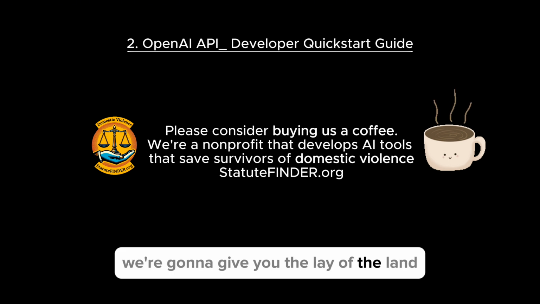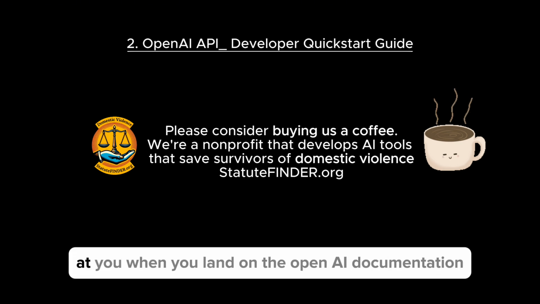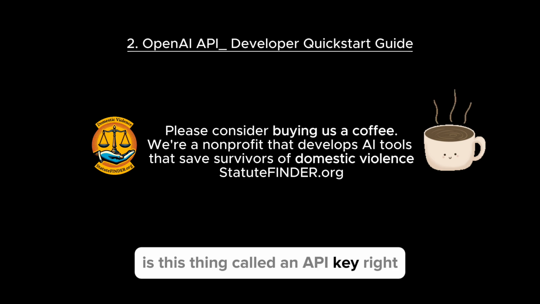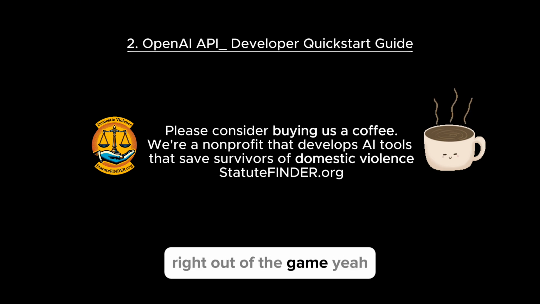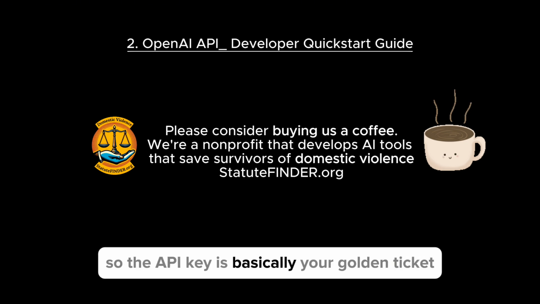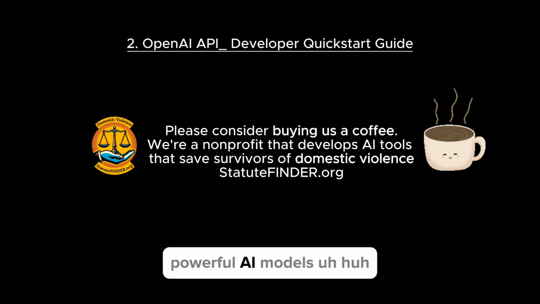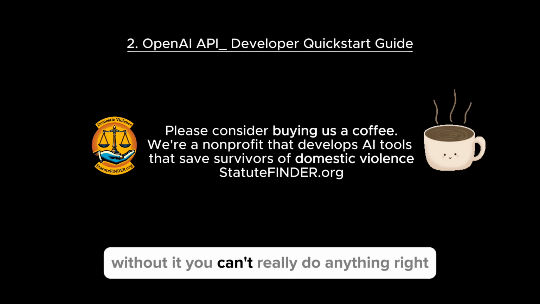We're going to give you the lay of the land so you know what to look for and why it matters. All right, so one of the first things that jumps out at you when you land on the OpenAI documentation is this thing called an API key. Right out of the gate. What is that and why is it so important? So the API key is basically your golden ticket. It's like a super secure password that lets you tap into OpenAI's powerful AI models. Without it, you can't really do anything.